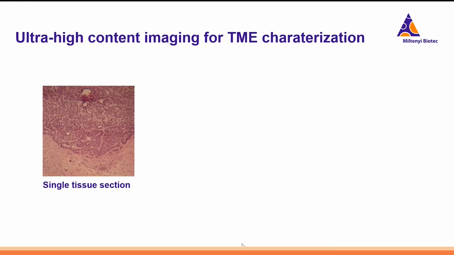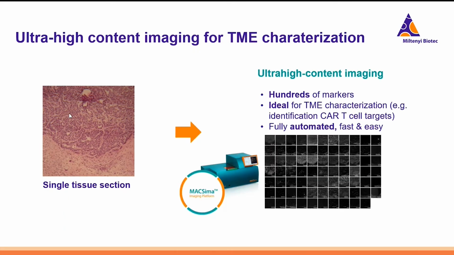Using a single tissue section, one tissue section, you go into ultra high content imaging. What can we do? You can stain hundreds of markers, which is indeed a benefit for analyzing TME complexity, with its large number of cell populations and structures, as Telma showed you before. You can use ultra high content imaging to identify, for example, CAR T cell targets, and I will come to this in the next slide.